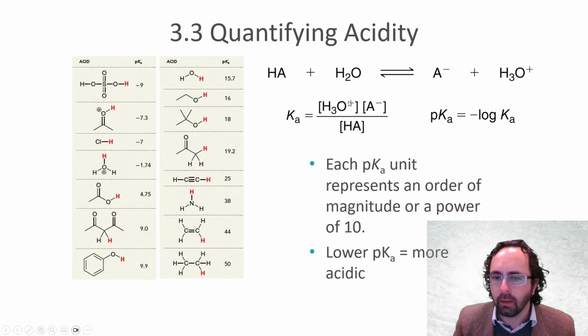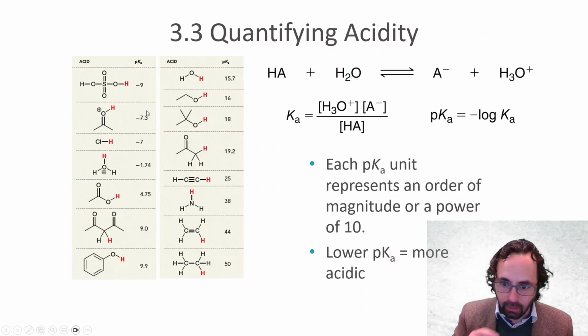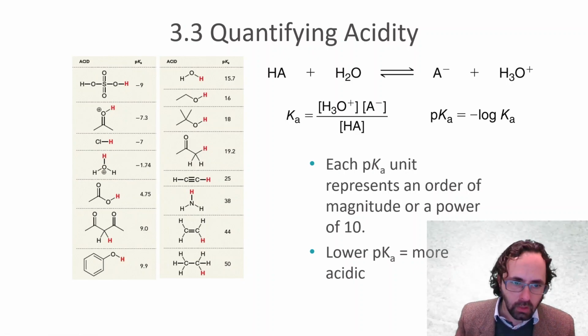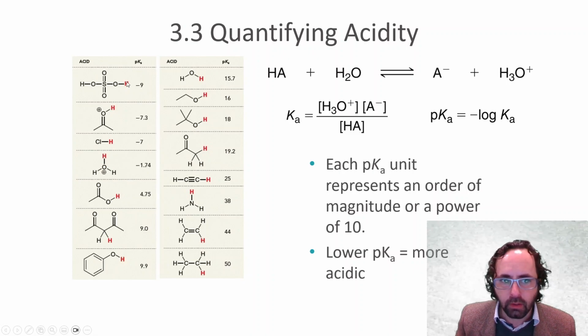So these tend to be very large or very small numbers, like 10 to the 10th or 10 to the -10. When we take the negative log, we scrunch that into a lower range. The result is that the lower the pKa, the stronger the acid. So sulfuric acid, an extremely strong acid, has a pKa of -9.